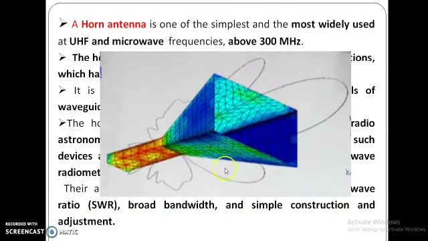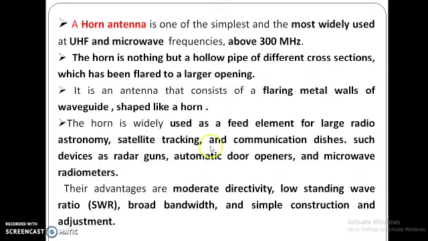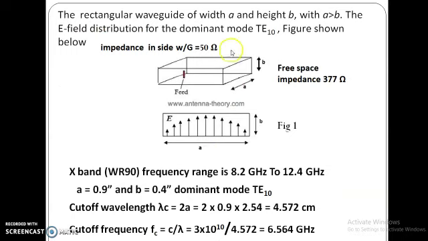See, this is the pictorial view of a horn antenna. Try to understand how it looks and what exactly the meaning of a horn antenna is. See, here is a waveguide, and this is the portion we have to flare so that it acts as an antenna. So it consists of a waveguide.